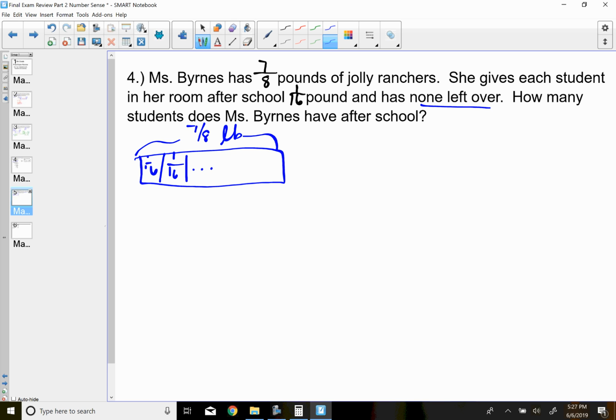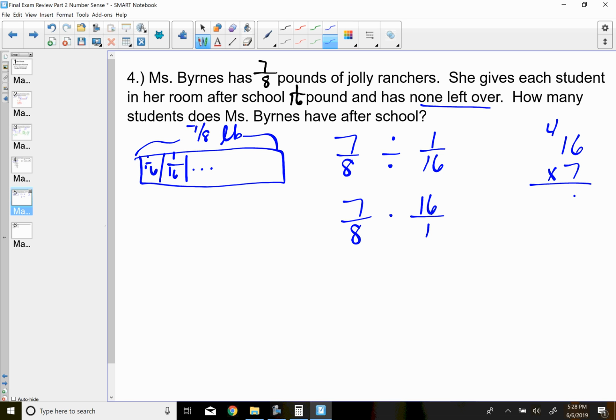There's no remainder. So think about what operation takes a total and breaks it into equal-sized groups. It's division. So we're looking at taking 7/8, the total amount of candy she has, and dividing it into equal-sized groups. So to divide this, remember, dividing fractions, easy as pie. Flip the second fraction and multiply. So I'm going to take, let's see, there's two ways to go from this point. I'm going to start by taking 7 times 16. So that's 42. 7 plus 4, that would be 11. So that would be 112 divided by 8.